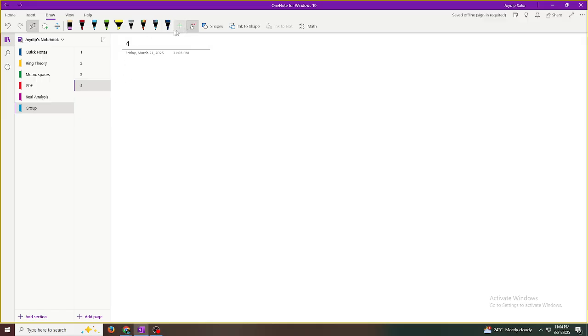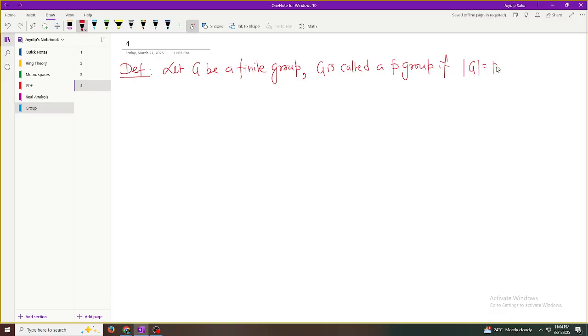Definition: let G be a finite group. G is called a P group if the cardinal number of G is P to the power n for some n greater than or equal to 1, I should write. Okay.